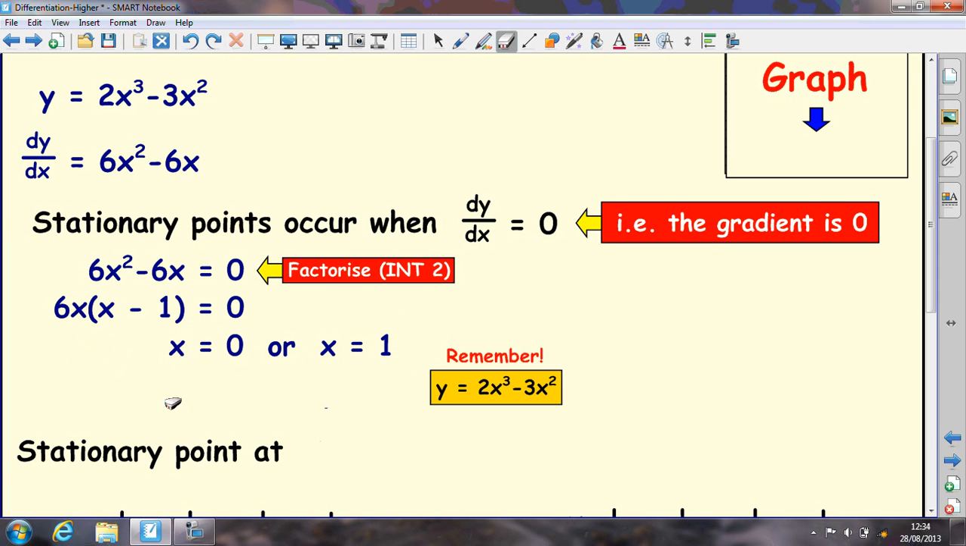We now have to find the y coordinates of these stationary points by subbing these back in to y equals 2x cubed take away 3x squared. So to get the first y value, you're subbing in 0 here, and that just comes out as 0. And then you're putting 1 in both parts. So that's 2 times 1 cubed take away 3 times 1 squared, and that's negative 1.